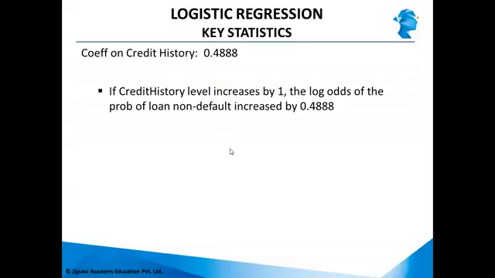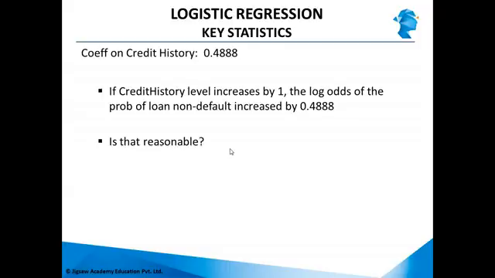Now remember, and this is very important, that your y variable is really the log odds of the probability of non-default. Remember, our y variable was log of p over 1 minus p, where p is the probability of not defaulting. So essentially the way to interpret this coefficient is to say that if my credit history level increases by 1, and remember credit history was a categorical variable and higher levels meant better credit history, if I go from a lower level to a higher level, the log odds of the probability of not defaulting on the loan go up by 0.4888.